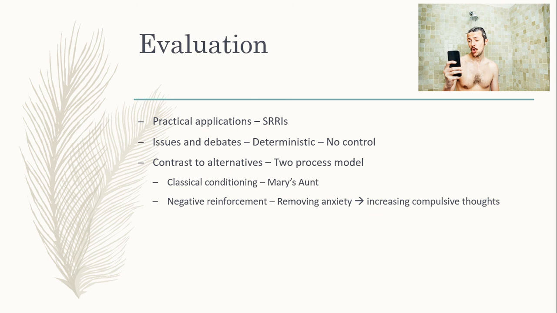However, you know about the two-process model, so the suggestion is that we can acquire OCD through classical conditioning. Mary had an aunt who had cancer. Mary was very worried about cancer and found it very difficult to spend time with her aunt. The neutral stimulus was the chair that Mary's aunt sat in.